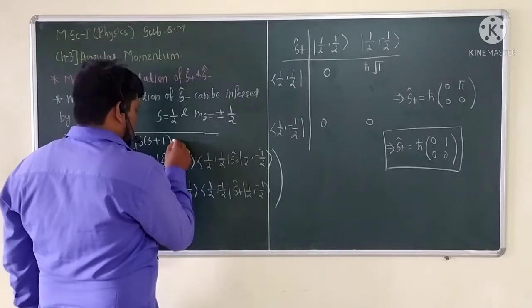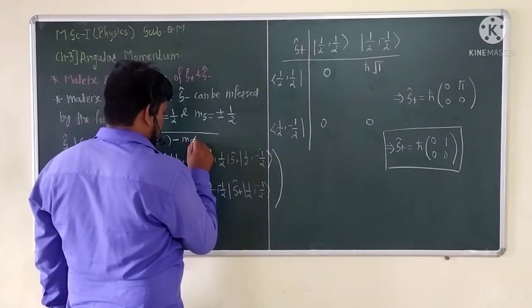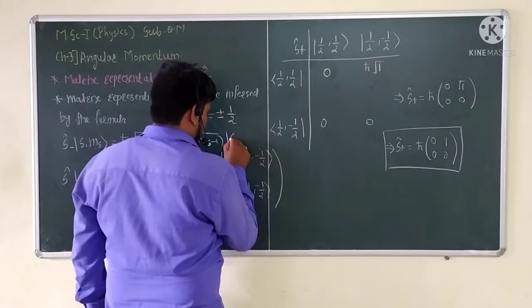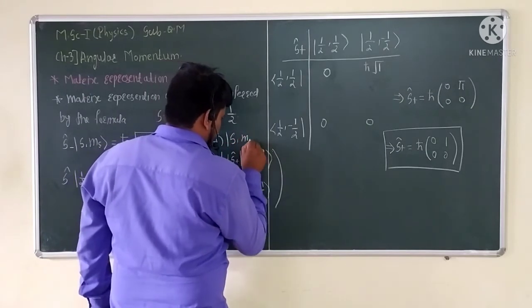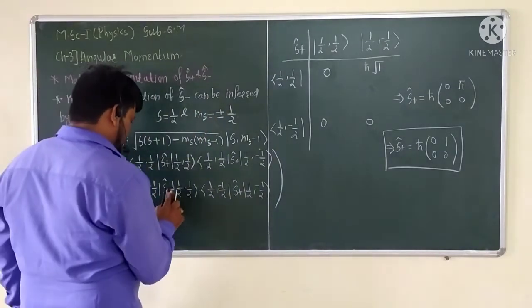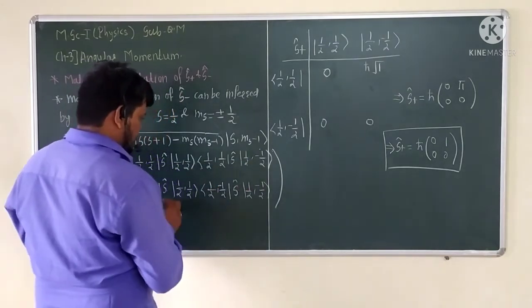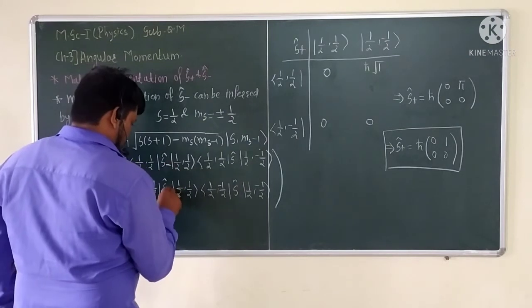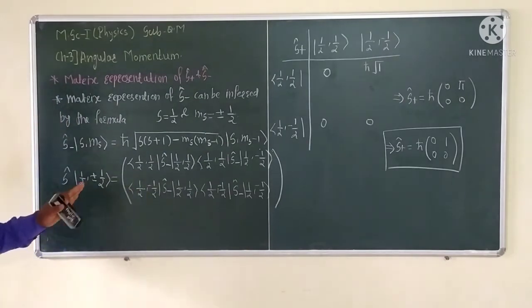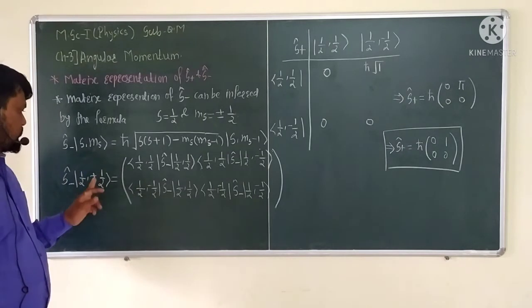So this is nothing but the square root of s into s plus 1 minus ms into ms minus 1, ket of s comma ms minus 1, and the matrix representation is the same as this, only this S minus operator operates on these matrices. So the matrix representation is the same as this. So for this S minus operator, the spin value is half, and the ms value is plus or minus half.